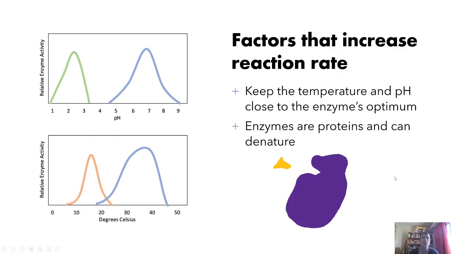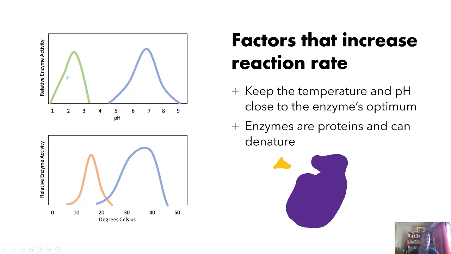Some other things that affect the enzyme reaction rate would be temperature and pH. Every single type of enzyme is going to have an optimum temperature and an optimum pH at which that enzyme works the best. And the reason it works well at that temperature and pH is because that's the optimal conditions for all of the charges on the various amino acids to line up so that the enzyme will be the right shape.